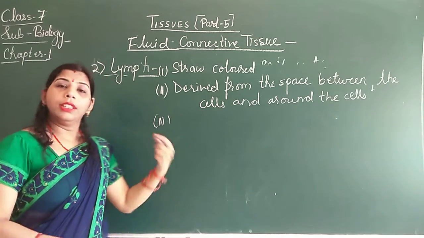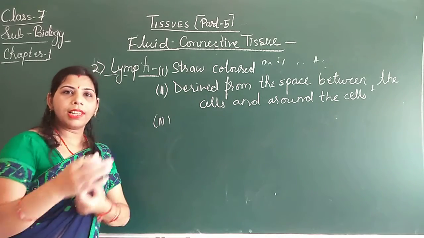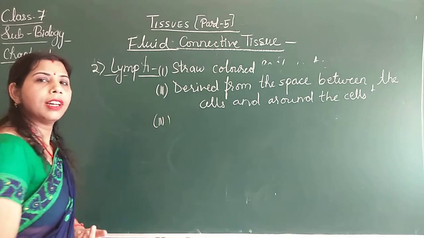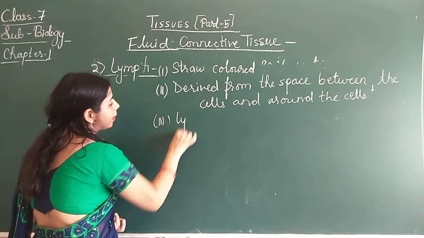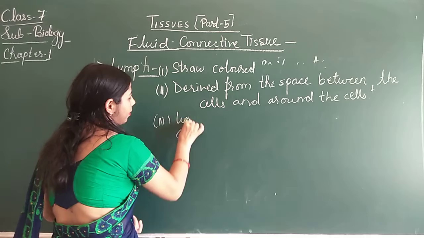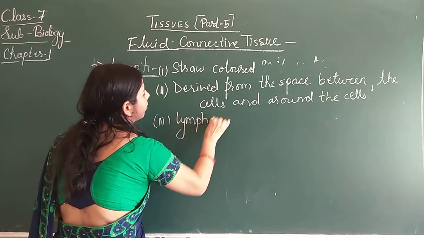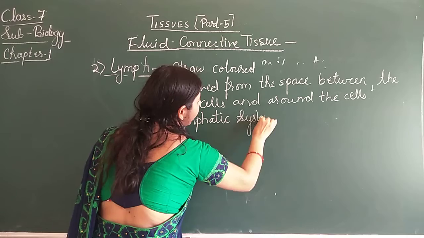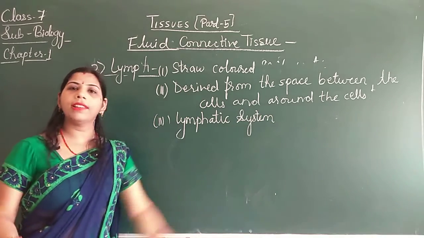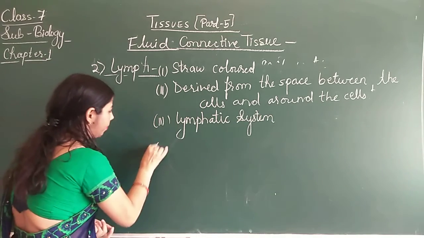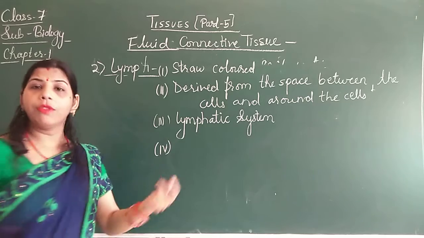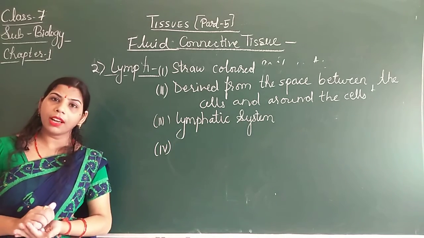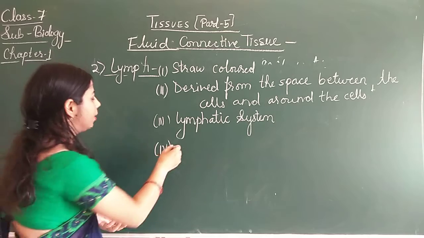Just like blood vessels are there to supply the blood, the lymphatic vessels are there to supply the lymph. That means one system is there in our body to supply the lymph. That system is known as the lymphatic system. And why is this lymph very necessary? Because it protects us from infection.